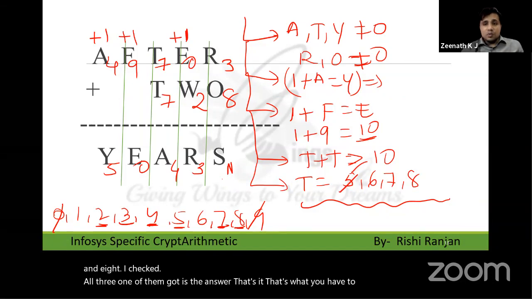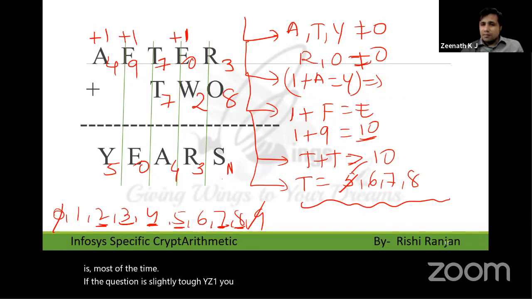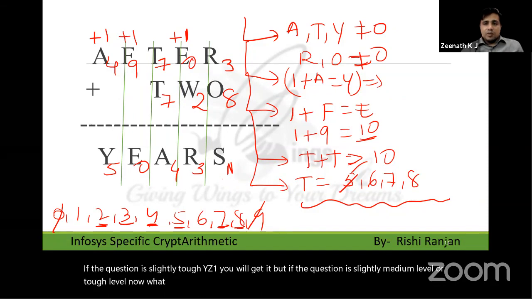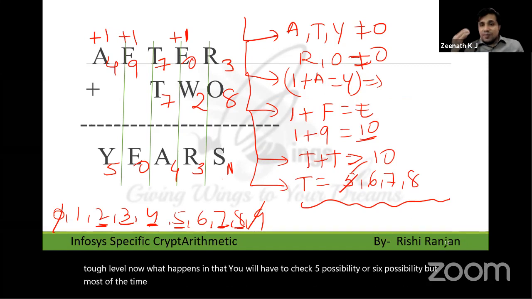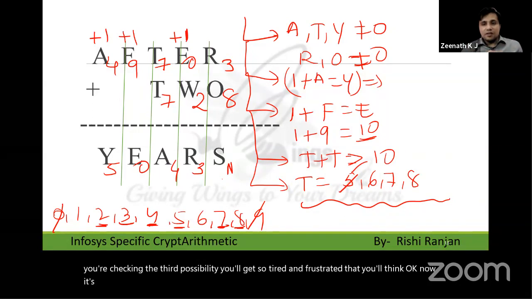Now the problem is most of the time, if the question is easy, you will get it. But if the question is medium level or tough level, you'll have to check 5 possibilities or 6 possibilities. But most of the time, the limit is 3 only. By the time you're checking the third possibility, you'll get so tired and frustrated that you'll think, okay, now it's not possible. This question is very, very tough. I cannot solve it. And you'll give up.